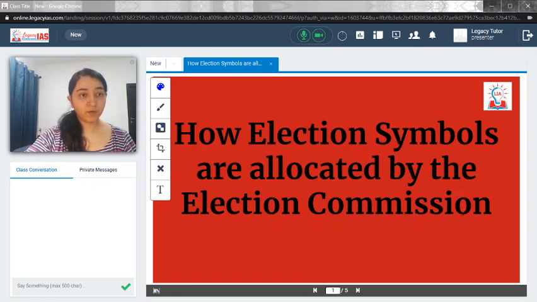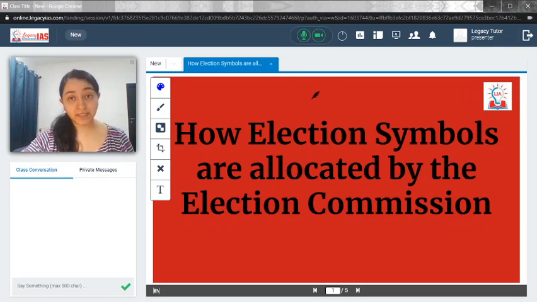Welcome. In this video, we will discuss how election symbols are allocated by the Election Commission. From the title itself, you can understand that the election symbols in India are allocated by the Election Commission of India. Just remember this point. It is not the court or any political party which allocates the symbol, but the symbol that you see at the ballot box or in the EVM machine, those symbols are decided by the Election Commission of India. Just remember this point.